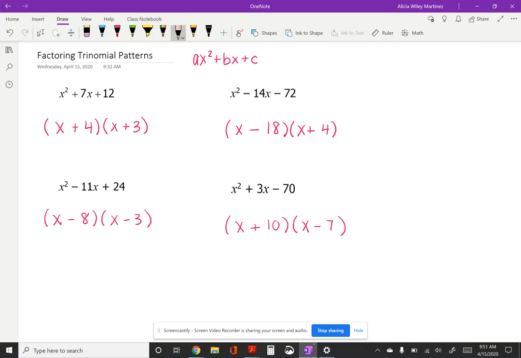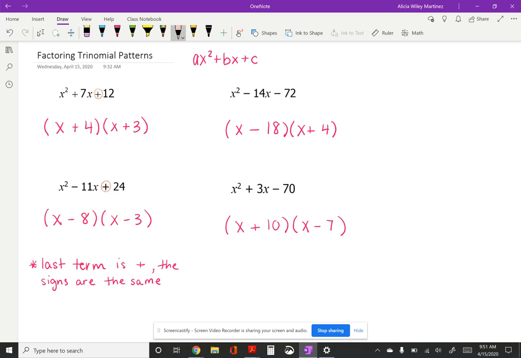Okay, so let's talk about the patterns that we see here. A couple patterns that we see is if the last term is positive, something that you will notice is that the signs in both of the parentheses are the same. Now, obviously, I am sort of shorthanding this, but it's basically the pattern that we can see.